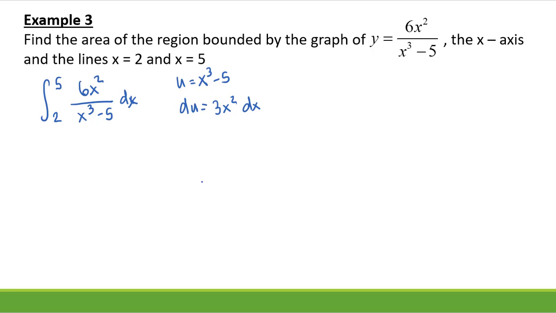Now look at what I'm going to do here. Sometimes I think about math a little bit different than other people, and I don't know if that's good or bad. But 6, I need to get this to be 3x squared. So I could make that 2 times 3x squared if I want. So now I have my du. I can bring that 2 out in front.